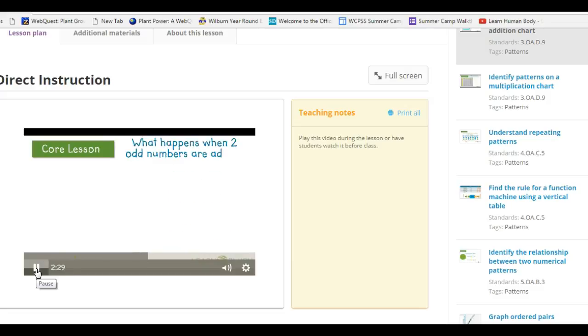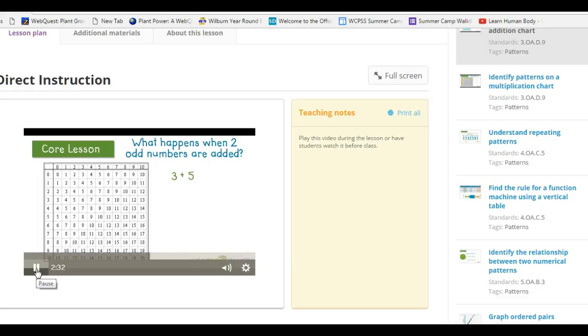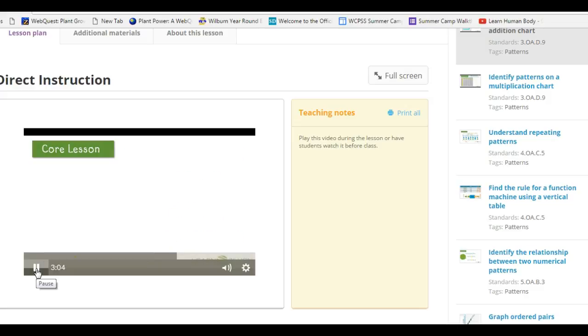What happens when two odd numbers are added? 3 and 5 are odd. They result in 8, an even number. 7 and 3 make 10, an even number. 9 plus 5 equals 14, another even number. And we know 14 is even because 4 is an even number, so we just have to look at the number in the ones place. So we know an odd plus an odd equals an even sum.